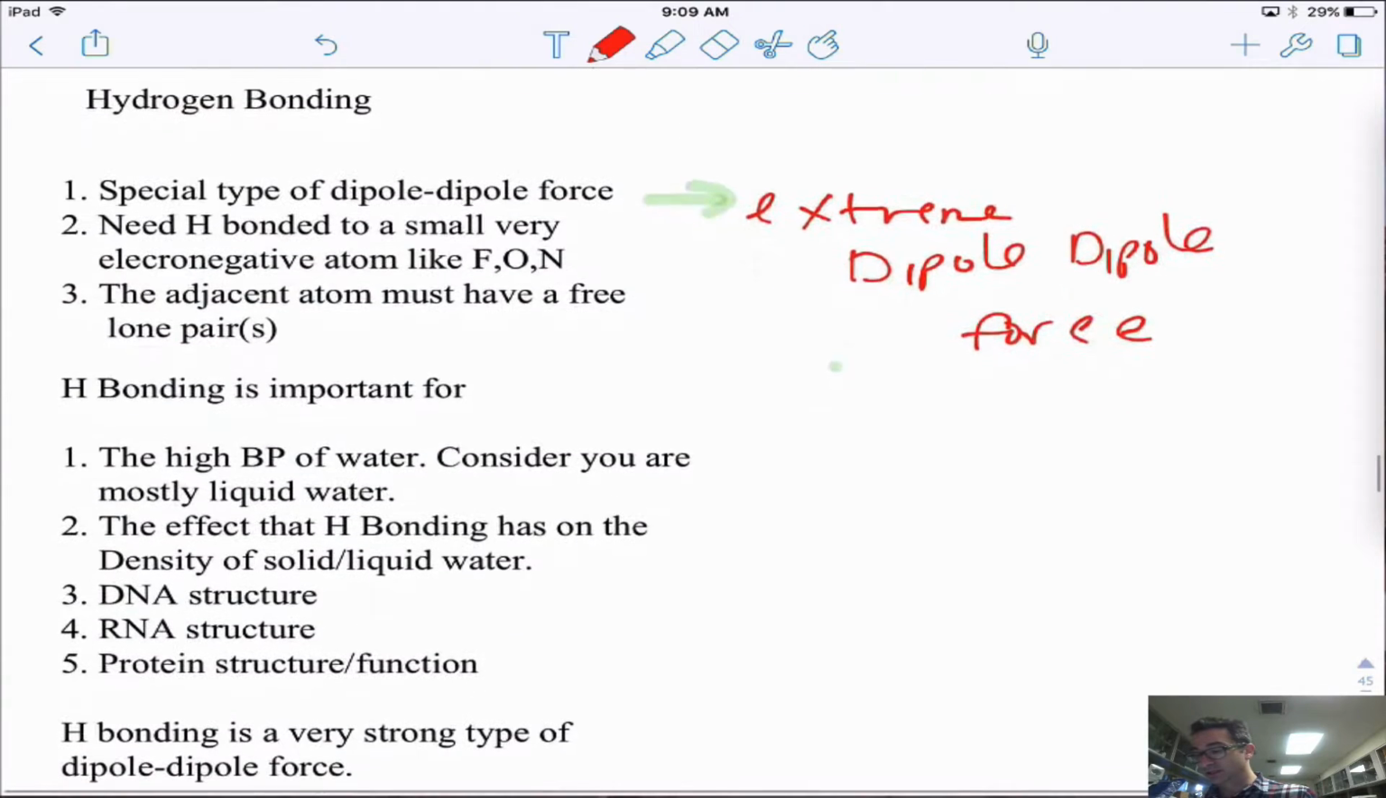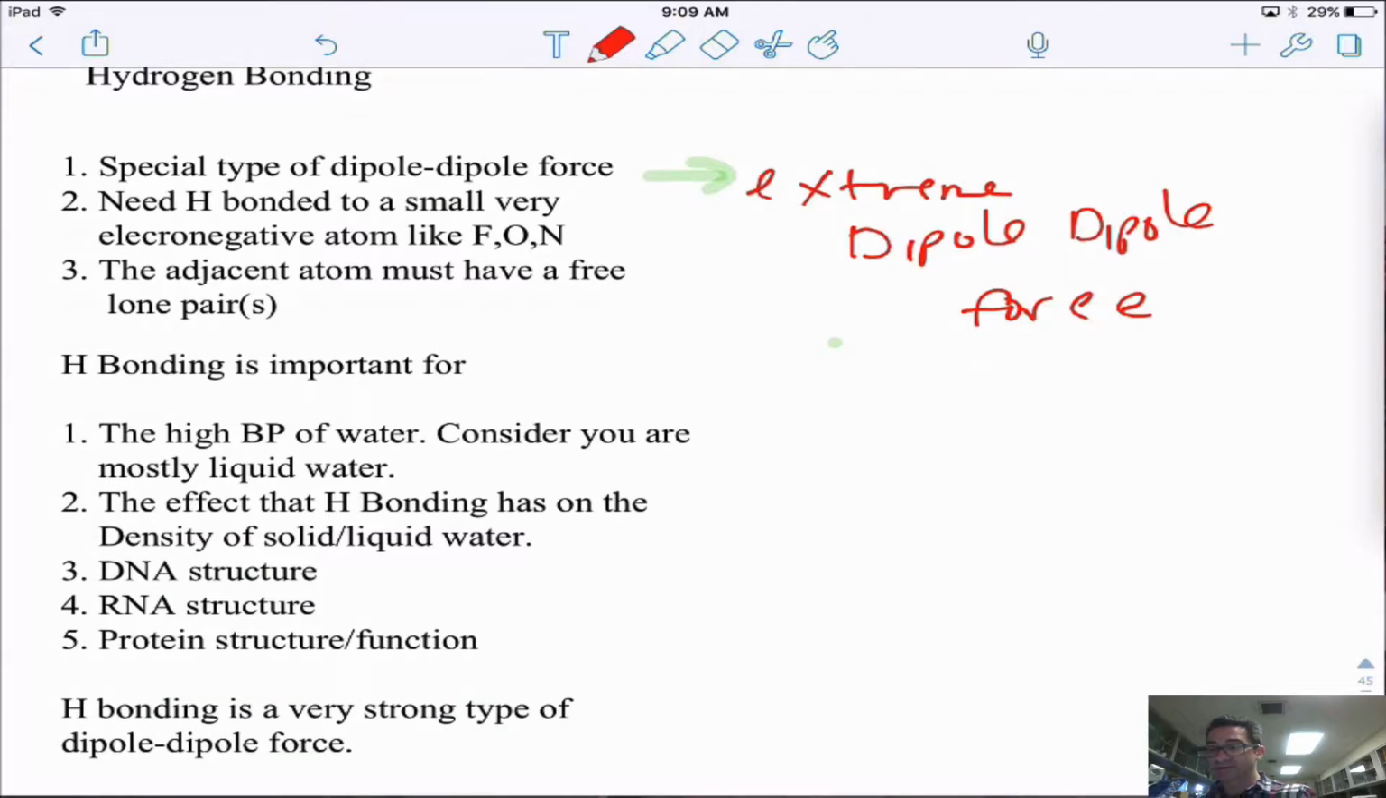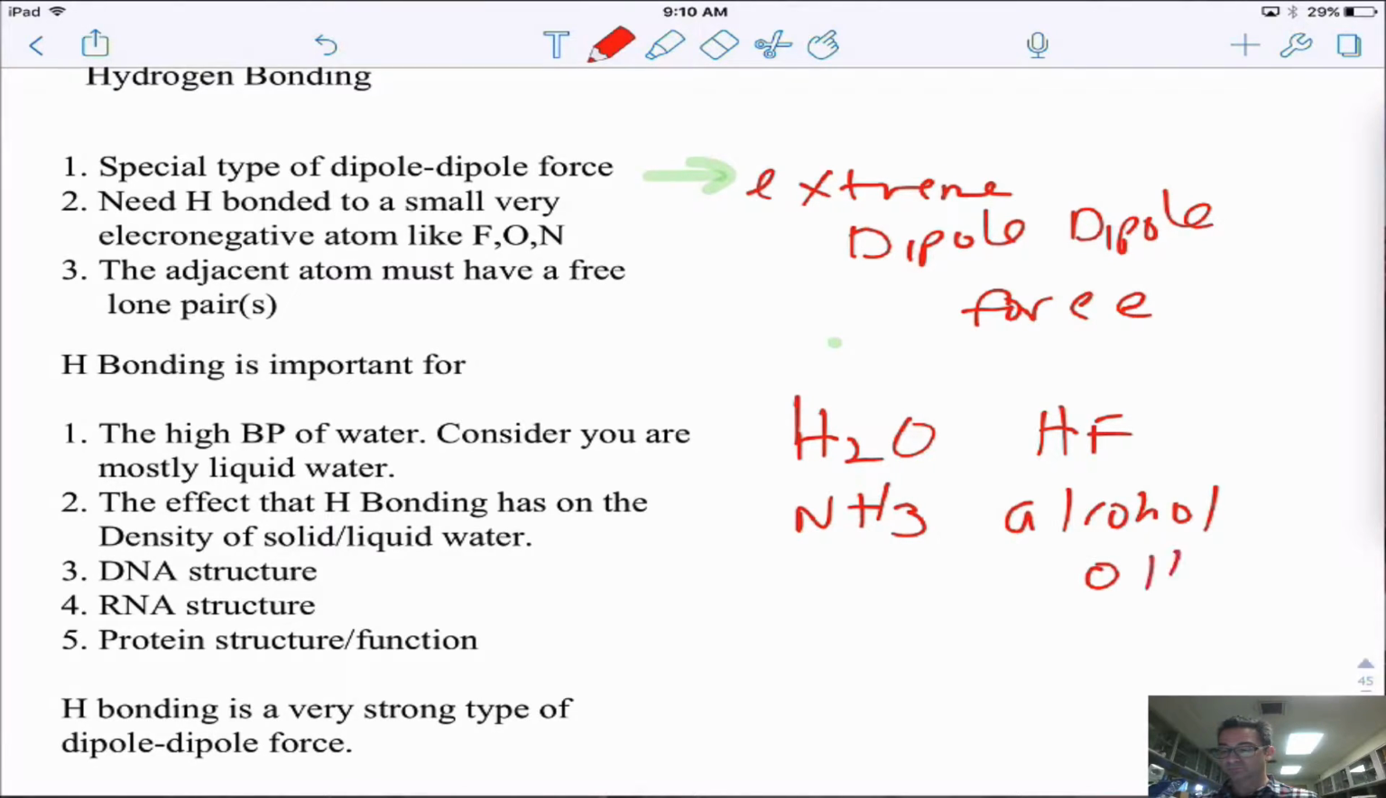So if I were to look at this, some common molecules that have this, things like H2O. H2O is a molecule that has hydrogen directly bonded to oxygen. Hydrogen fluoride, ammonia, and a lot of organic molecules have hydrogen bonding. Things like alcohols with the OH group. Things like amines with an NH2 group. And we'll talk more about these when we do organic chemistry, but we see hydrogen bonding in a lot of molecules.